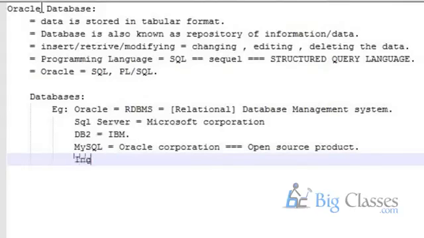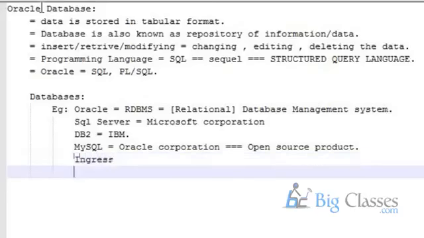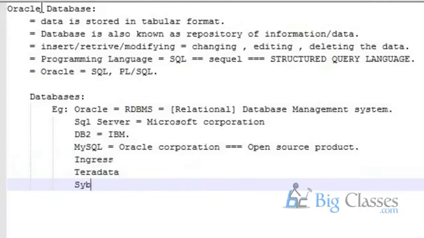So likewise Ingres, Teradata, Sybase. All these are examples of relational database management systems, RDBMS. Every RDBMS has SQL in it, that is, Structured Query Language. Structured Query Language is the language that is used to communicate with databases.